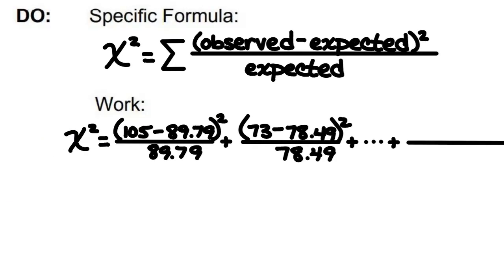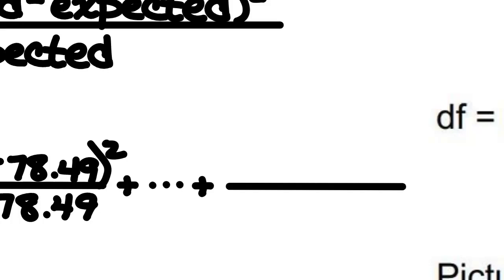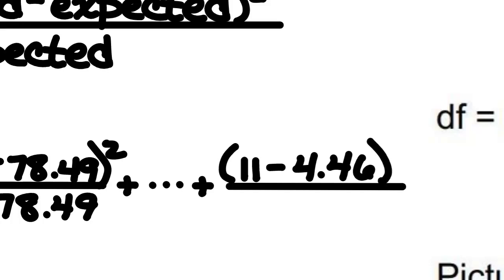And now let's go do the very last one, which is what? Purple for Kroger. What was our observed purple gummy bears from Kroger? We had 11 observed. What was our expected purple from Kroger? 4.46 or 4.459.